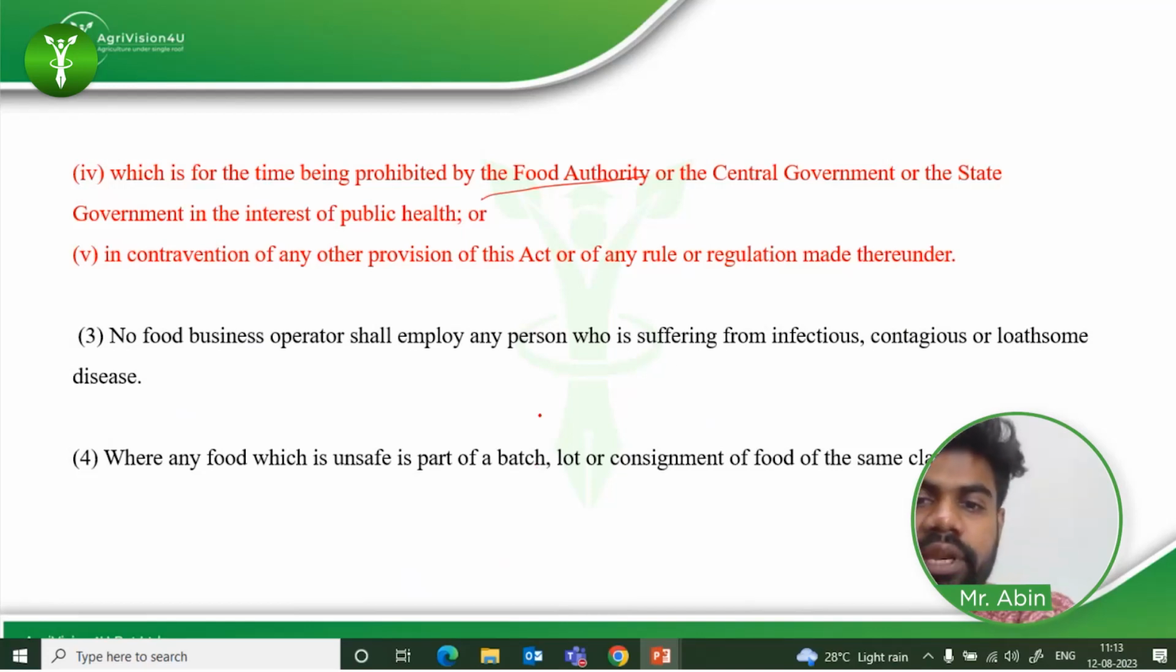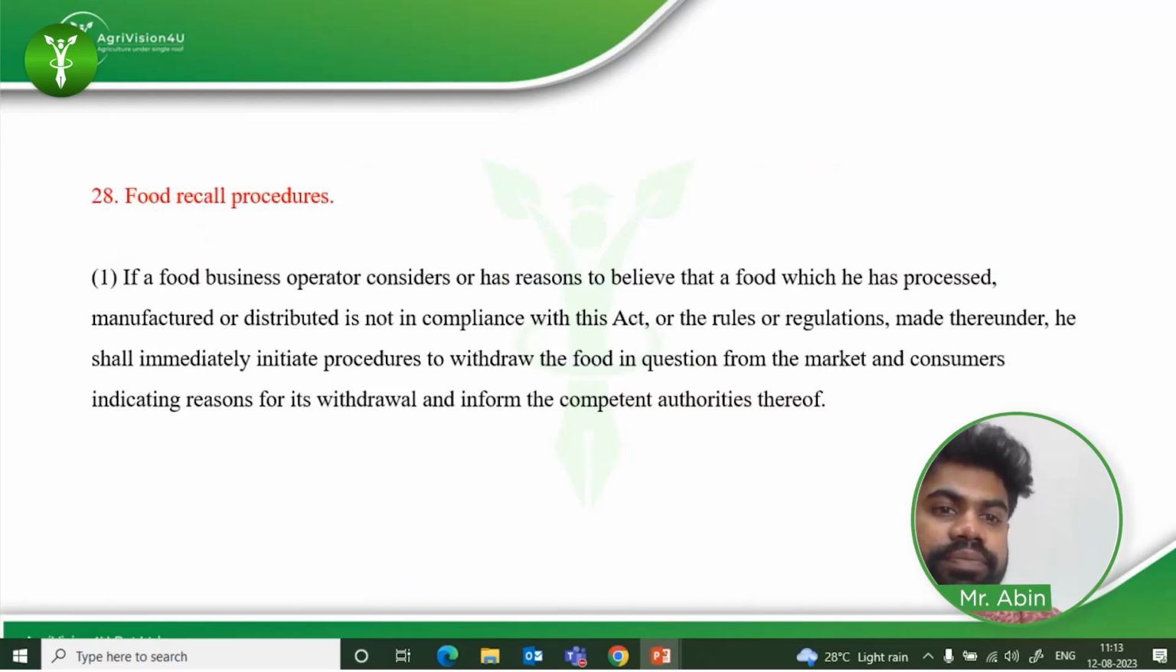No FBO shall employ any person who is suffering from illness. If food is unsafe as part of a batch, lot, or consignment of the same class or description, they cannot prepare, sell, or further process it.